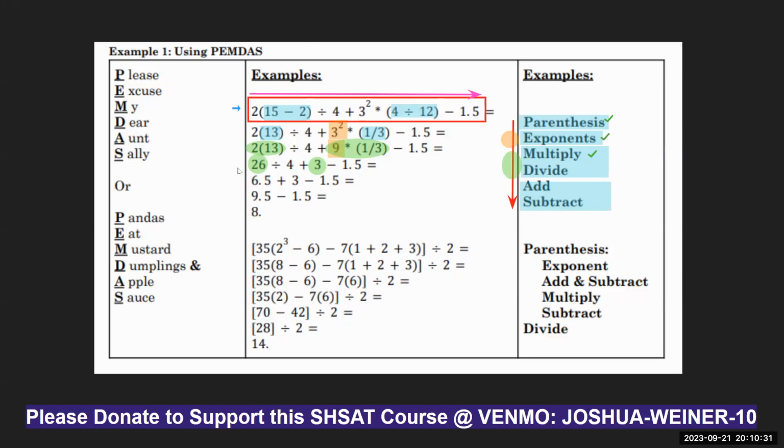So now we're going to go back to the beginning and do the division steps, and you can see that, yes, 26 divided by 4 is indeed 6.5. And then we're going to add 3 and subtract 1.5. And finishing up, we get 6.5 plus 3 is 9.5. And then subtracting 1.5, the final answer is 8. So this math sentence simplifies to the value 8 using PEMDAS.